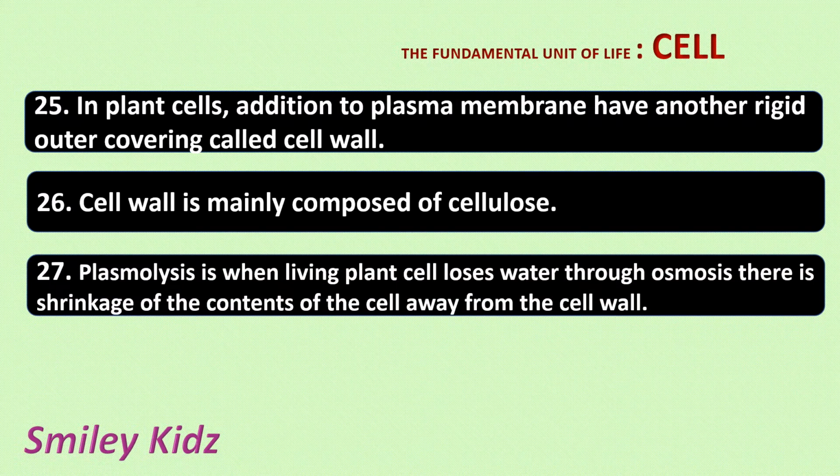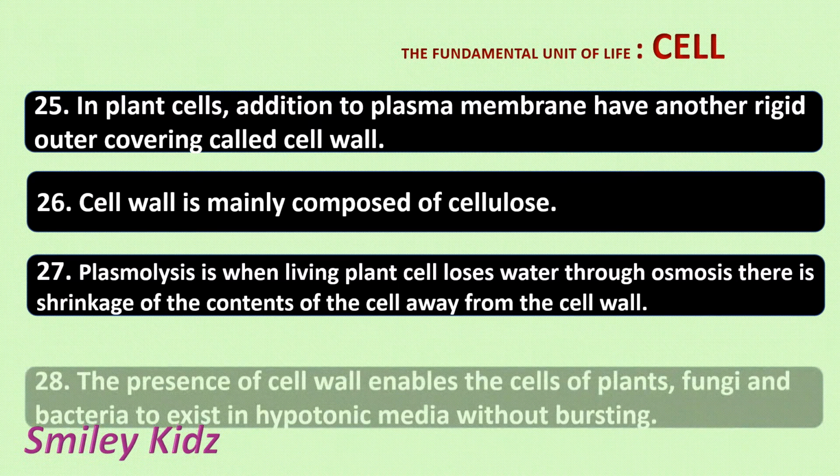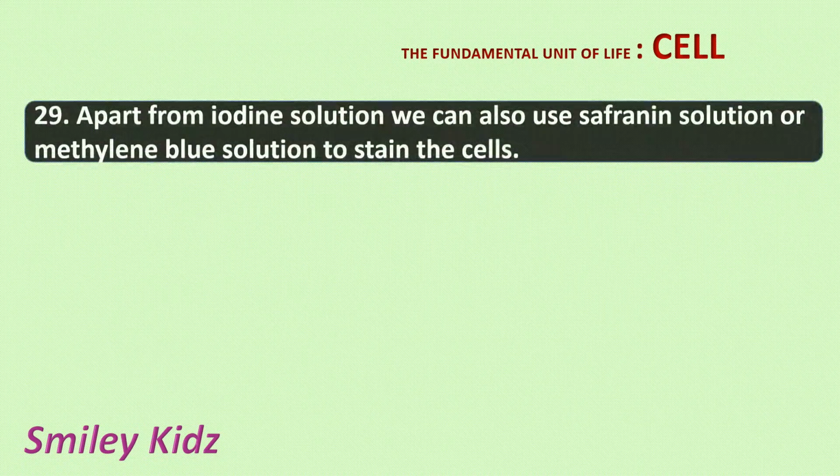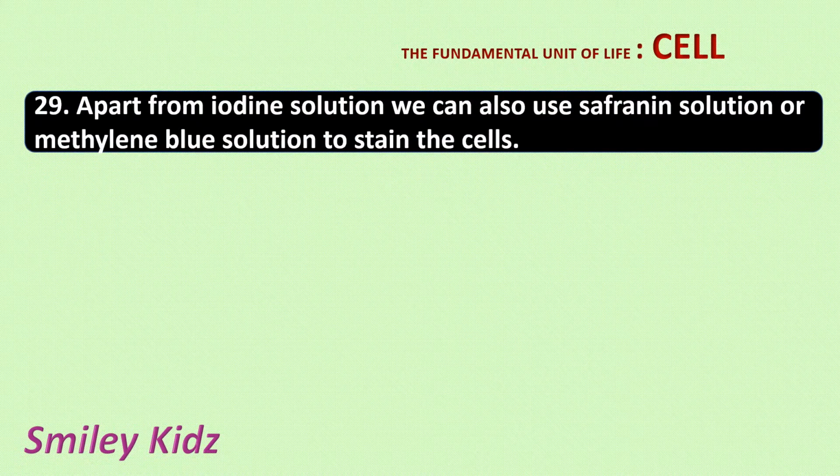Plasmolysis is when a living plant cell loses water through osmosis. There is a shrinkage of the contents of the cell away from the cell wall. The presence of the cell wall enables the cells of plants, fungi, and bacteria to exist in hypotonic media without bursting. Apart from iodine solution, we can also use safranin solution or methylene blue solution to stain the cells.